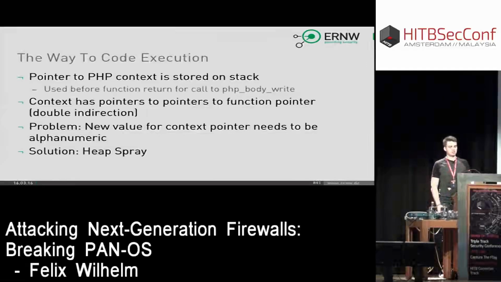The problem with this is that we can't simply point this context pointer to any address we know. Instead, it needs to be an alphanumeric address. So the only solution to actually point the context pointer to a value we control is performing a heap spray. So we can allocate at a known address that's alphanumeric and then point to that location.